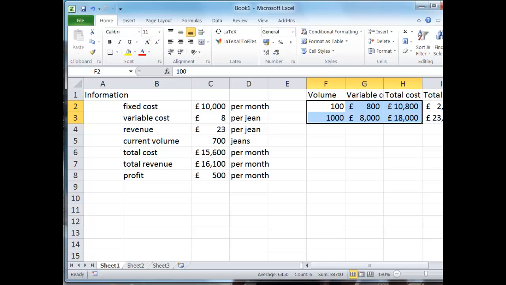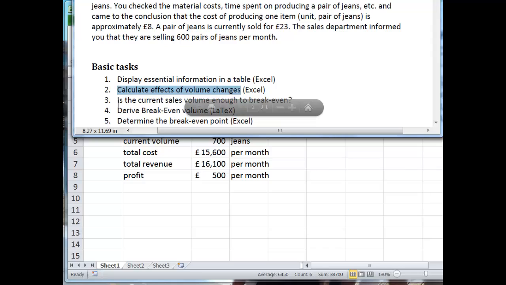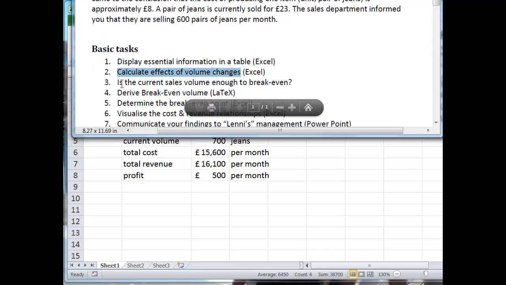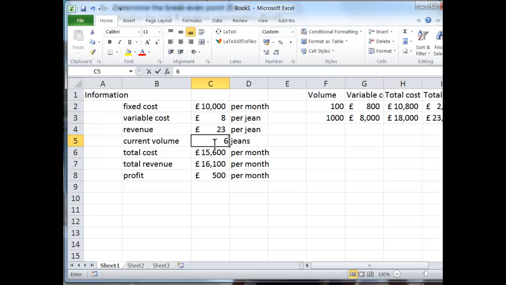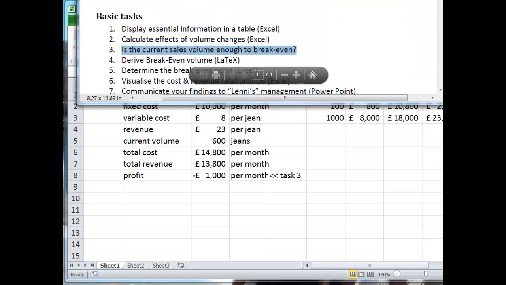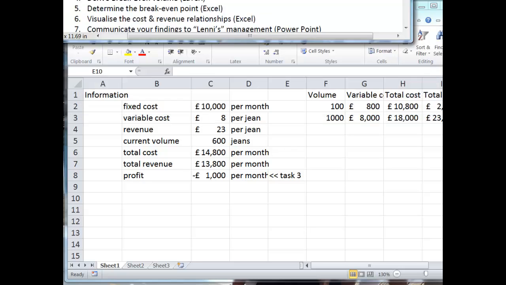Then we also answered the third question, which was, is the current sales volume enough to break even? Obviously not. Because the current sales volume is 600, and this gives us a loss. So this was task 3. Okay. Next task is to derive the break-even volume in LaTeX.